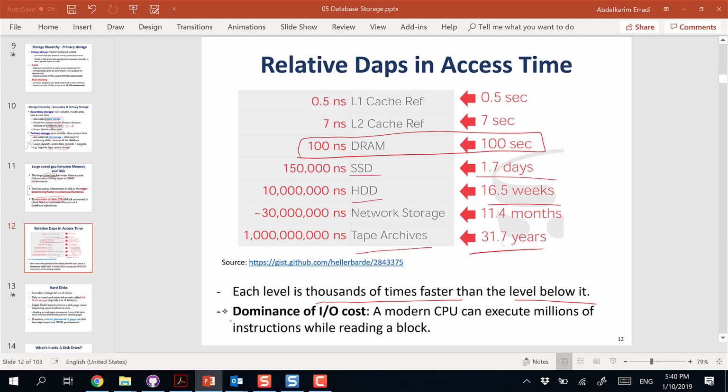Okay, so that's why later on, as we move forward, we say that the performance of the whole database is dominated by the cost of input-output. That's the most important part that determines the performance of your database, or the performance of a particular query: how much disk I/O it will require to answer it.